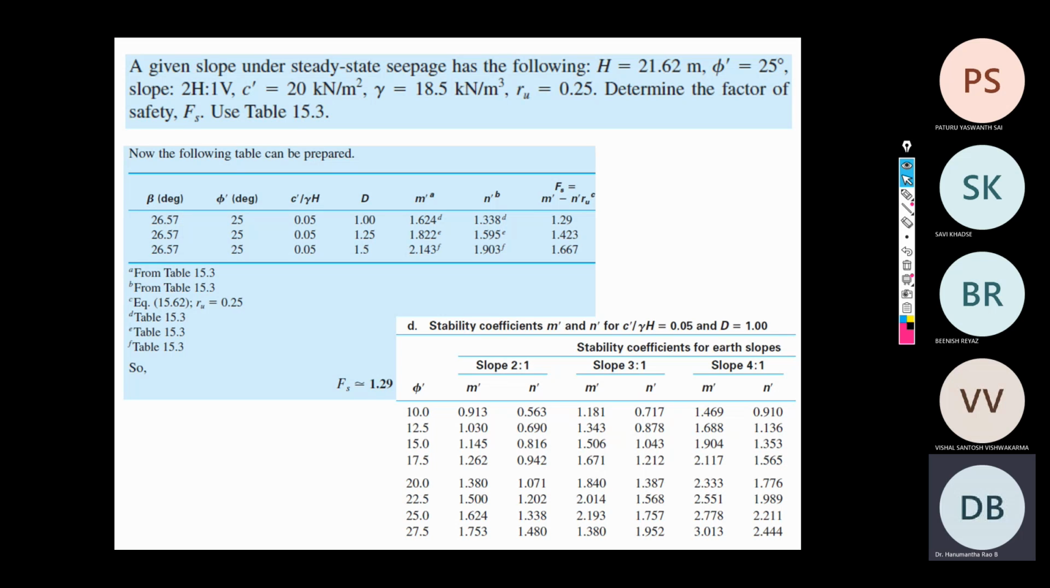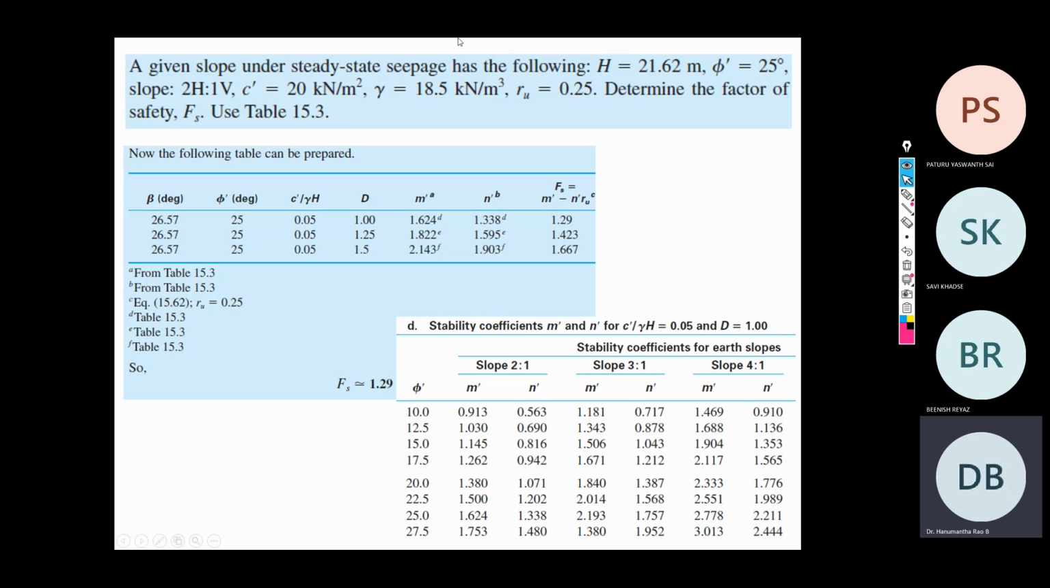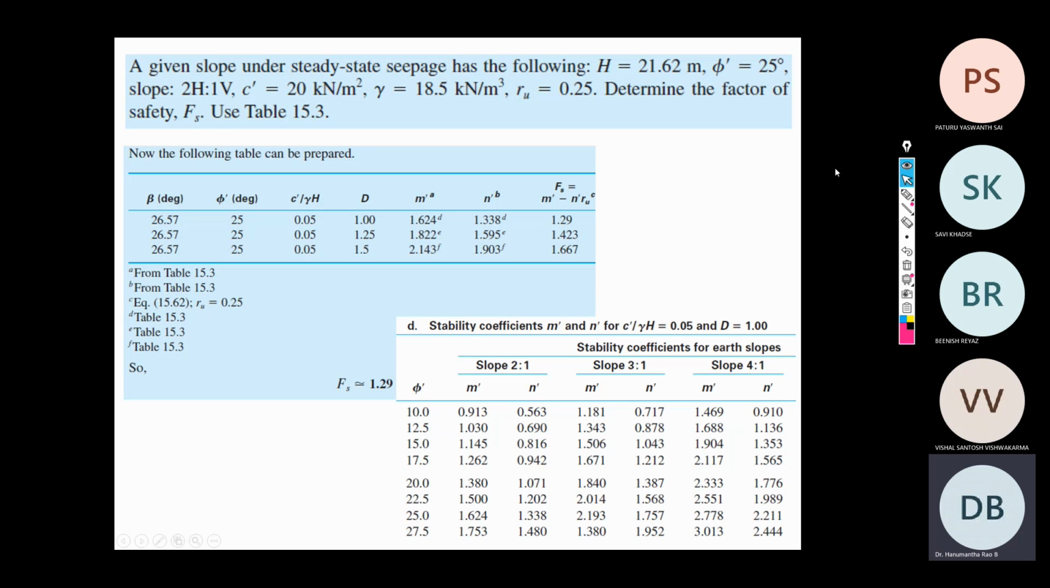Yesterday we were discussing how to solve the stability problem using the Morgenstern and Bishop method. This is the statement of the sum and these are the solutions. The form of the equation for determining the factor of safety, Fs, is m dash minus n dash into Ru, where Ru is the pore pressure coefficient. The value of it typically varies from 0 to 0.5. It could be higher than 0.5, but in a majority of cases they will consider up to 0.5 only.